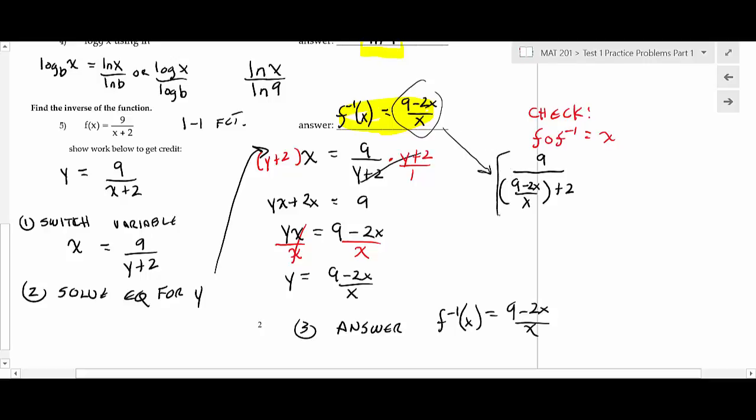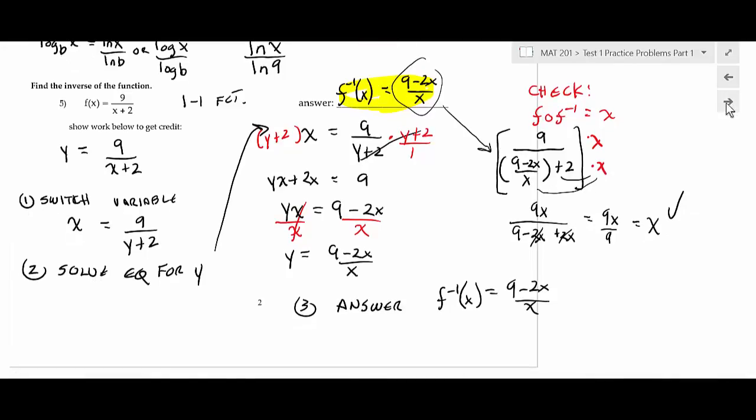So what I'm going to do, since I have a complex fraction, is multiply the top by x and the bottom by x, and that will give me 9x. And then if you multiply and distribute, the x's are going to cross out, leaving 9 minus 2x. Okay, that's distributed there, and then plus 2x. You're going to notice that cancels. That gives 9x over 9, and that gives x. So that's a way to prove that your inverse is correct, if you choose to. Okay, moving on to the next page.